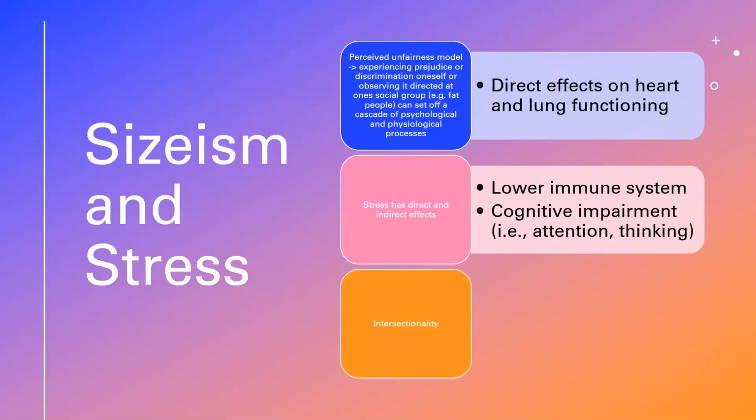If you're familiar with the HPA axis, the hypothalamic pituitary adrenal gland axis, when the body experiences stress, the HPA kicks into gear and provides a stress response that allows the body to cope with that stressor until it's over. However, what we see is when you experience greater amounts of stress, the HPA axis can actually be damaged.